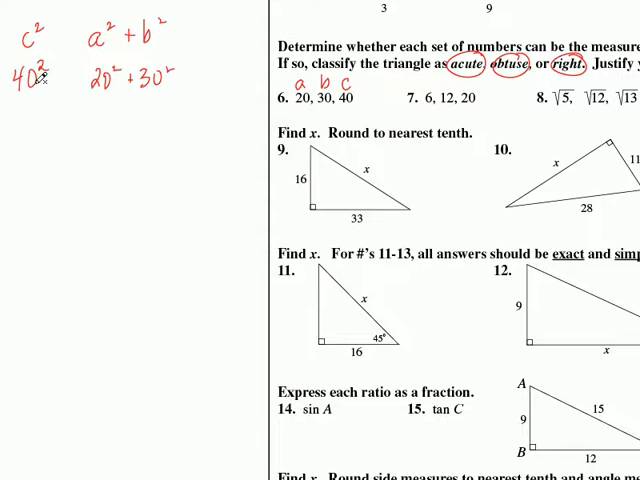Let's see what we get. What's that? Is that 1600? And that's what, 400? And that's 900. So we take 1600, we compare it to this. What's that? 1300, isn't it? What is 1600 compared to 1300? It's greater than. So what kind of a triangle is this then? It's obtuse, okay? If C squared is greater than A squared plus B squared, then it's an obtuse triangle. So I write obtuse.